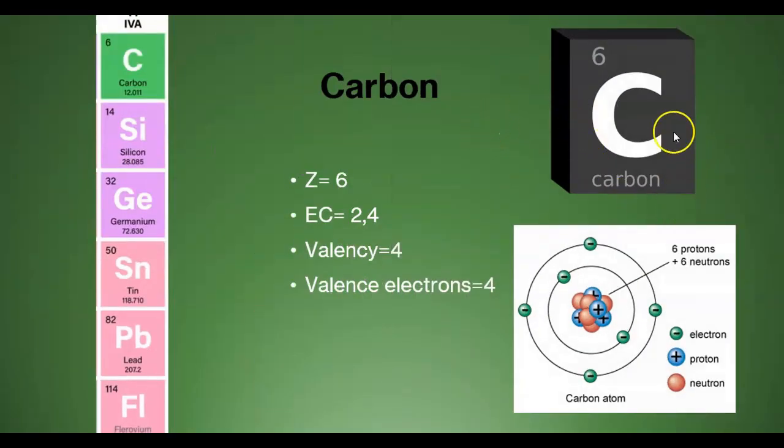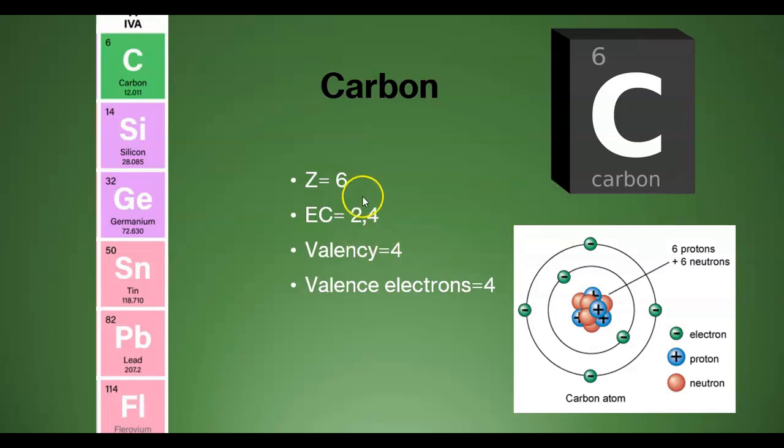The atomic number of carbon is 6, so the electronic configuration can be written as 2, 4. And of course the valency is 4. That means the combining capacity, that is how many electrons it needs or loses to attain the nearest noble gas configuration. For example, in the case of carbon, the nearest noble gas configuration is neon. You know, neon has atomic number 10.